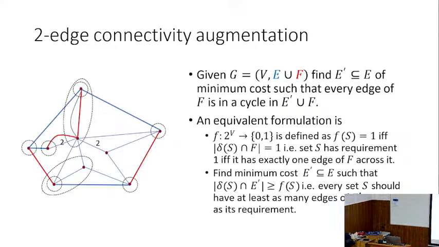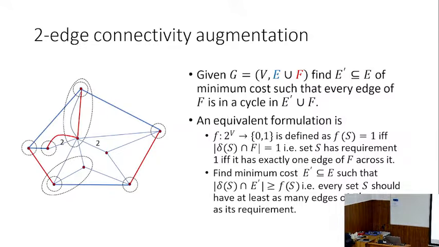So I'm going to define this function on sets of vertices. I'm going to give a set S a requirement. f of S is called the requirement function. I'm going to give it a requirement of 1 if there is exactly one red edge, so delta S intersection F, where F is the set of red edges, is exactly 1. So set S has a requirement 1 if and only if it has exactly one edge of F across it.